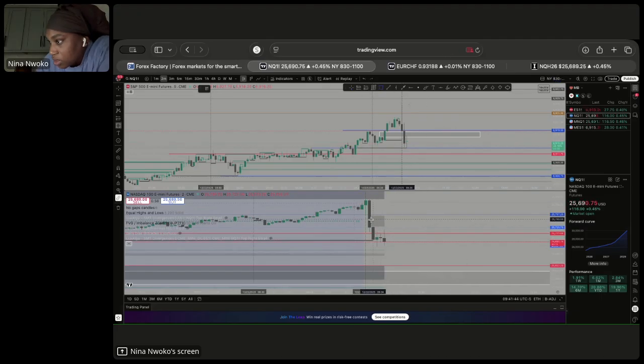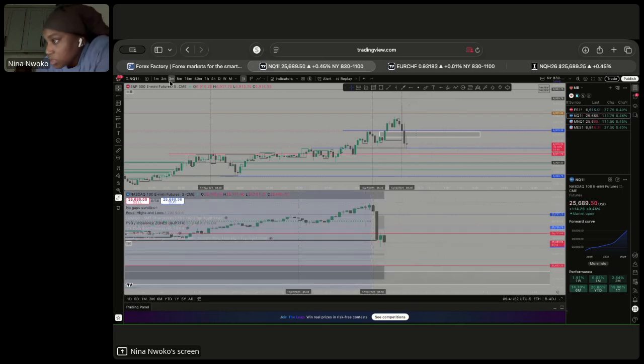I don't know if this is a gap here. Let me see. It's not a gap. If it was, it would have been drawn. Okay, so that's not a gap. So here kind of proves to be a gap, doesn't it? On the 3 minute.